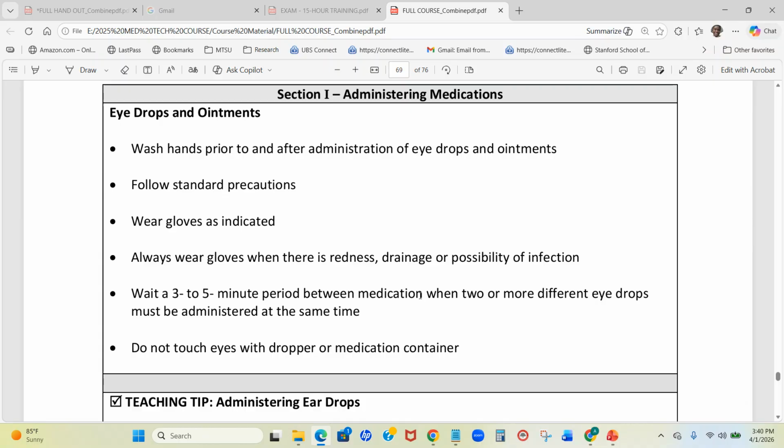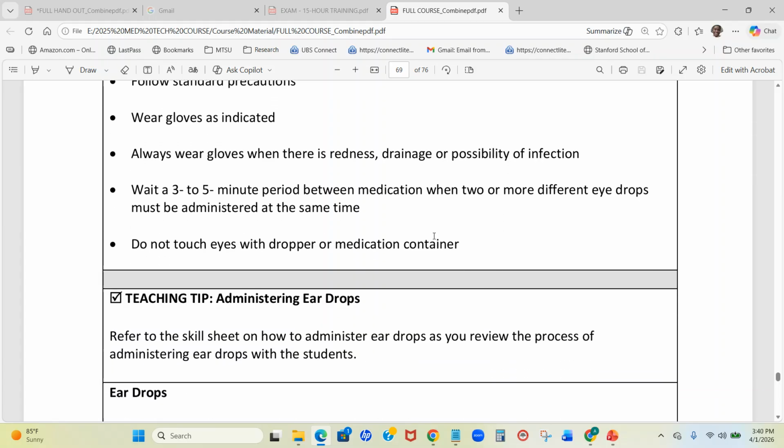Some people may have an infectious thing in the eye. When your bare hand touches it, it's not good for you. Okay, and your hand may be contaminated and you make the person more sick when you accidentally touch their eye. Don't do it. Put your gloves on. So always wear gloves when there is redness, drainage, possibility of infection. I would say always wear gloves. It doesn't matter.